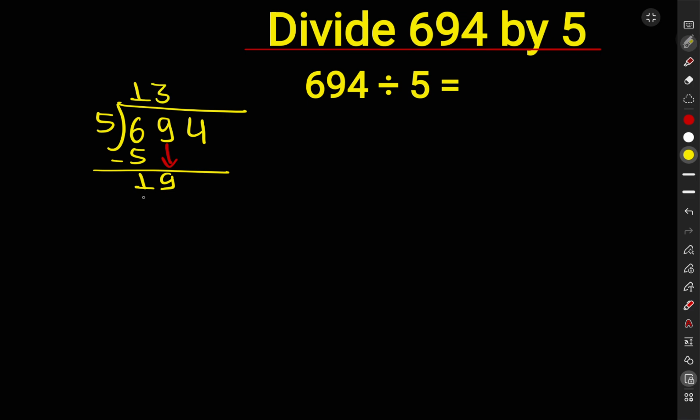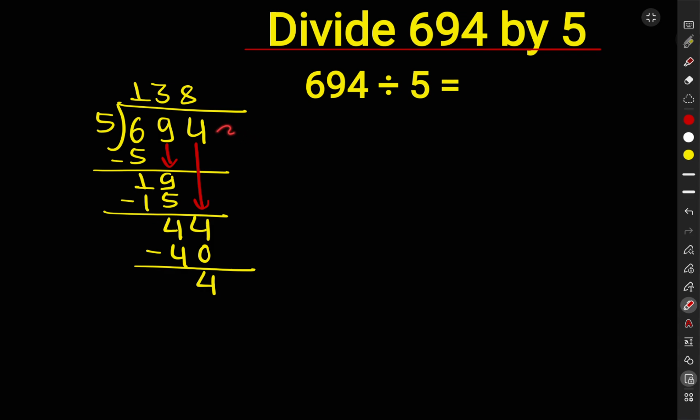5 times 3 is 15. On subtracting we get 4. So again we put down this 4 and it is 44. 5 times 8 is 40. On subtracting we get 4.